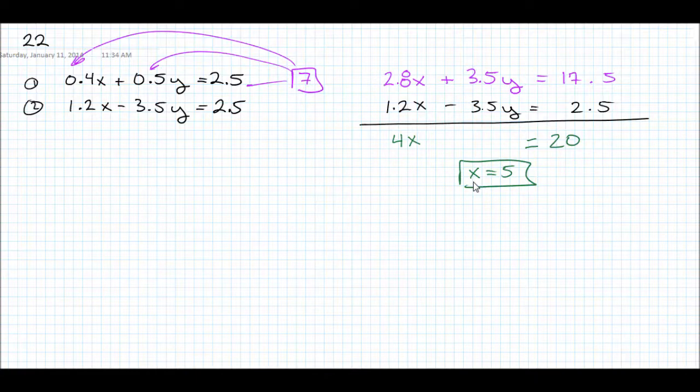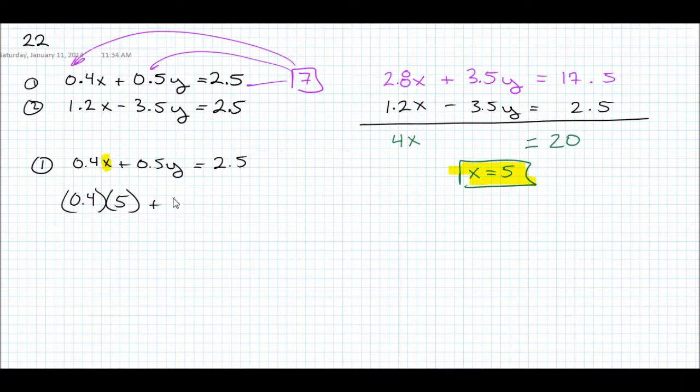Alright, I'm going to choose equation number 1 to rework because y is positive. So equation number 1 is 0.4x plus 0.5y is equal to 2.5. We've already solved for x. We know x equals 5, so we're just going to plug it in and rewrite it. So we get 0.4 times 5 plus 0.5y equals 2.5. We simplify, that's going to become 2 plus 0.5y equals 2.5.